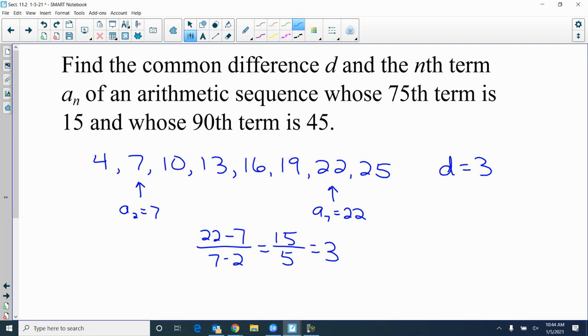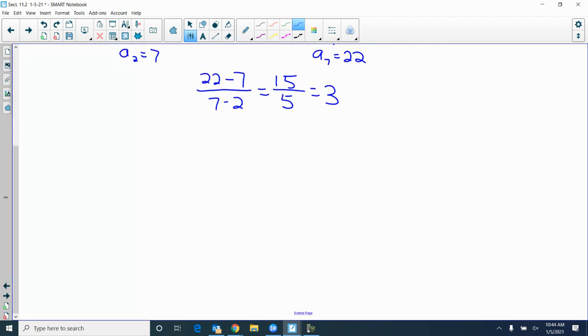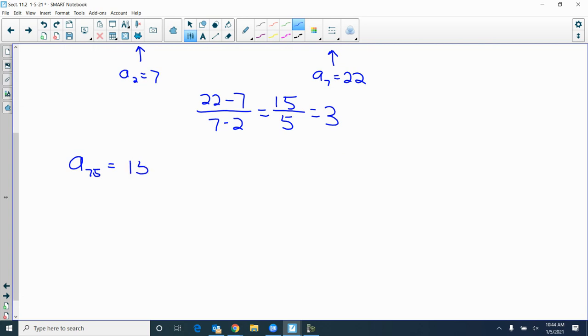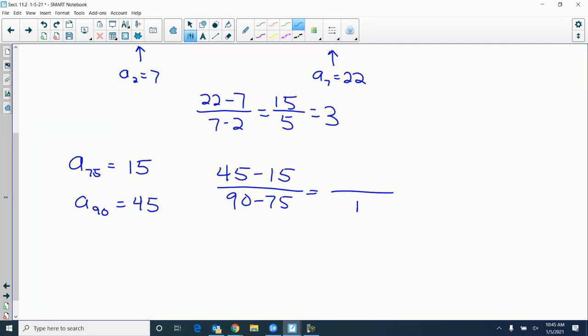How do I use that with this case? The 75th term is 15. The 90th term is 45. So it went from 15 to 45. I'm going to subtract the latter minus the former, and then see how many terms it took to get there. 90 minus 75: it took 15 terms to move 30 spots. So 30 divided by 15 is 2. That is my D value.